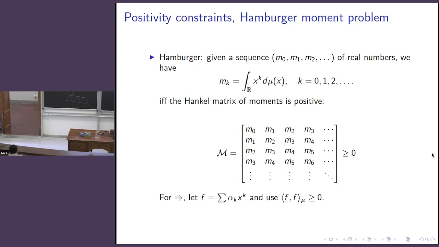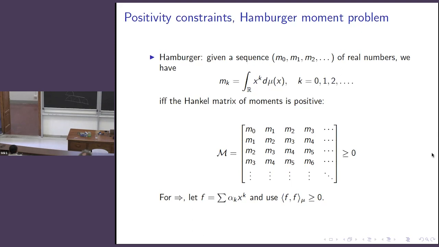If you have a probability measure on the line and you look at the moments, these moments satisfy the condition that the Hankel matrix of moments is positive semi-definite, in the sense that if you cut the matrix at any upper left corner, these matrices are all positive semi-definite. This is the Hankel matrix of the moments. And this gives you an infinite number of constraints between these moments.